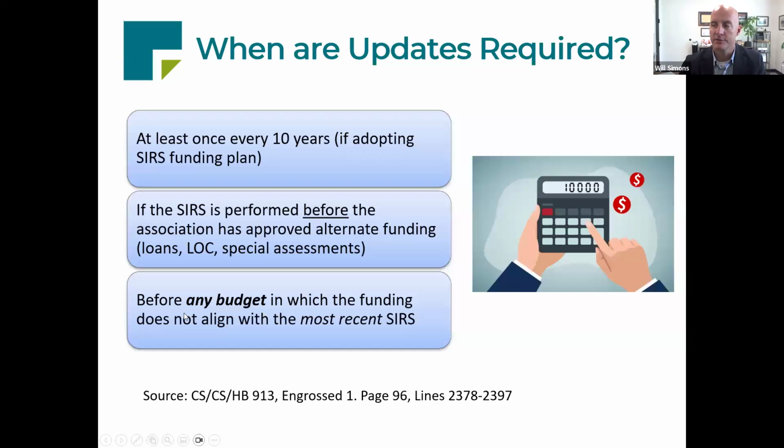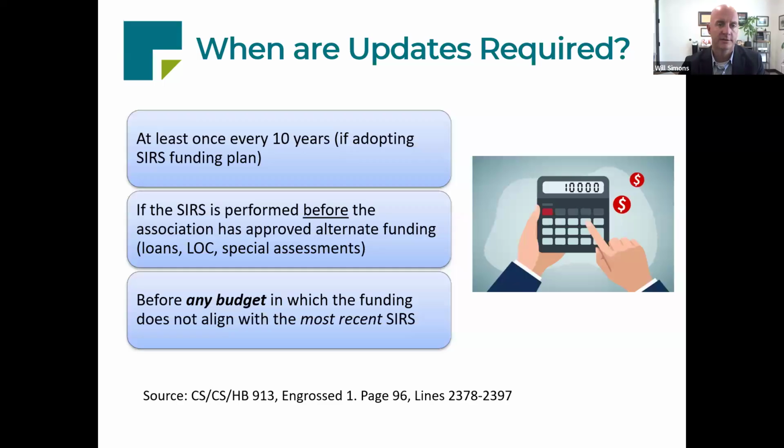Lastly, it also says a new SIRS is required before any budget in which the funding plan does not align with the most recent SIRS. It is not very helpful in the statute to define what it means by not aligned with. Me and some other providers have put our heads together and are working with the DBPR now on some criteria for how to establish that.